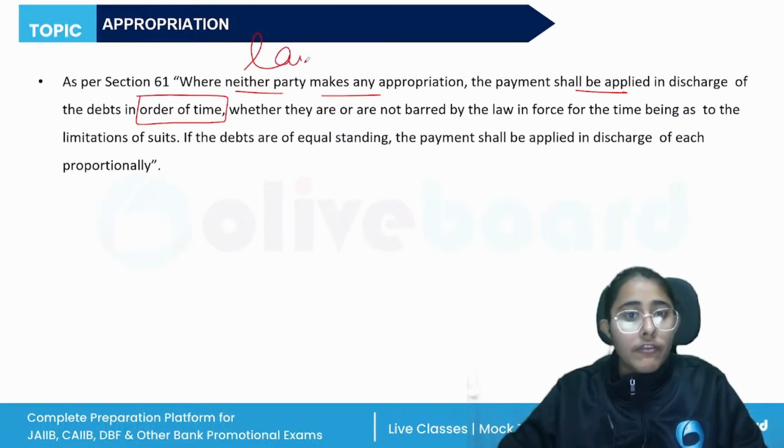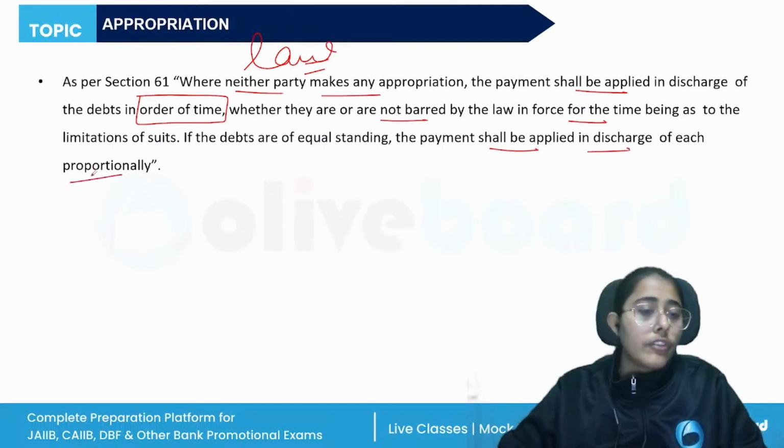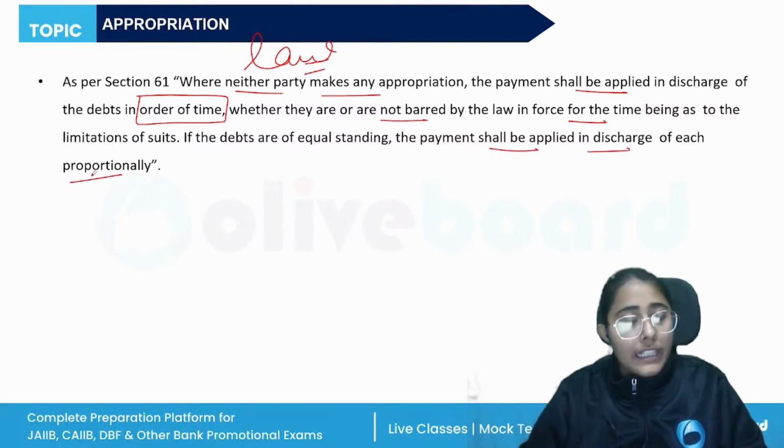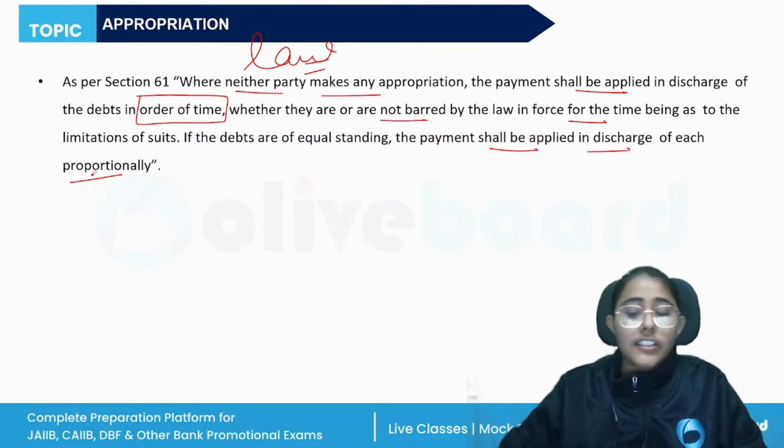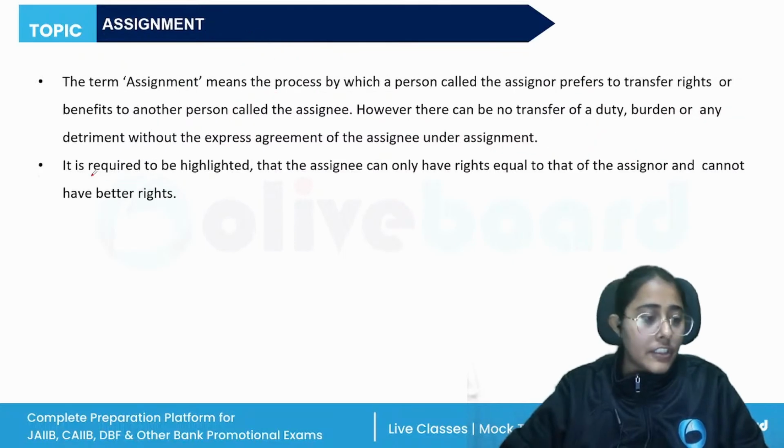So the law will apply here if neither the creditor nor the debtor makes any appropriation. Whether they are or are not barred by the law for the time being in force, the payment shall be applied in the discharge of each proportionately. All right, so section 59 is the discretion of the debtor, section 60 is the discretion of the creditor, and section 61 talks about the law when neither party makes an appropriation. This is the appropriation of payment between the creditor and the debtor.